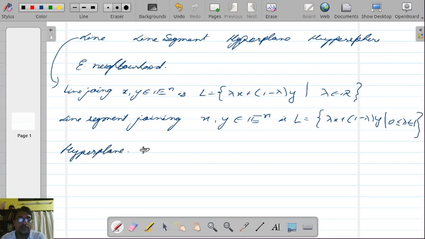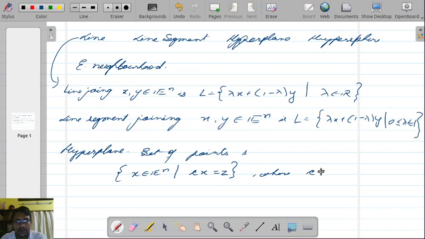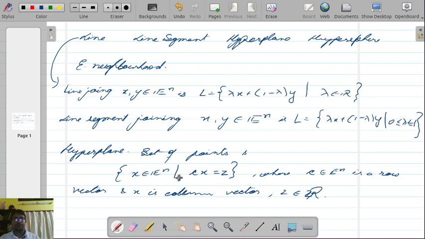Hyperplane is the set of points x inside Euclidean n-dimensional space such that c times x equals z, where c belongs to E^n and is a row vector, and x is a column vector, and z belongs to the real numbers, so z is a real number. So it is the set of all points which satisfy Cx equal to z.